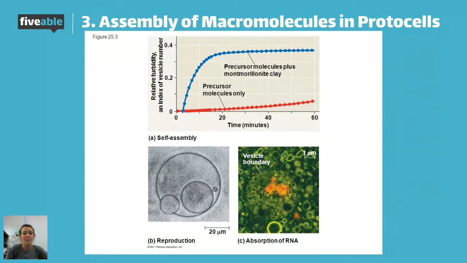So this diagram is important because it shows the type of clay that we believe to be present on early Earth. They call it montmorillonite.